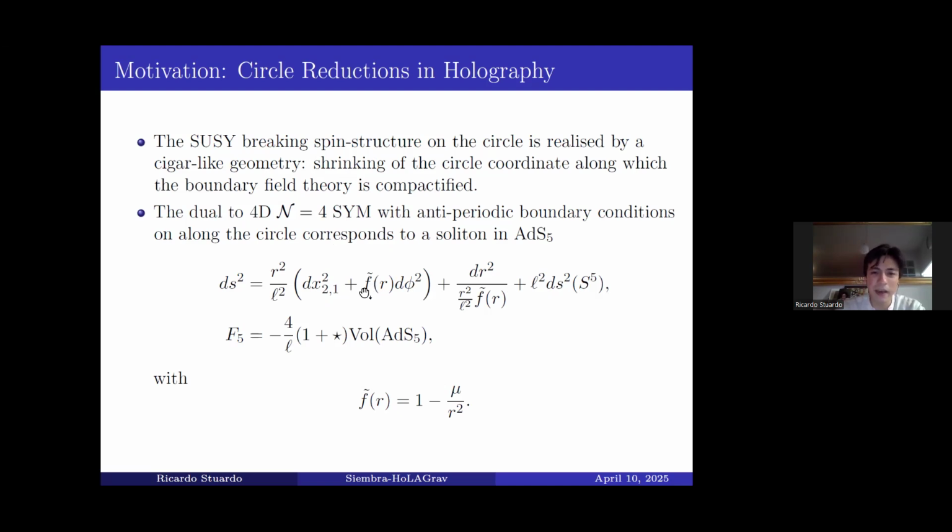You see that if f is 1, you recover pure AdS. But this function f has a 0, and at that point, the 0 of f, the coordinate phi shrinks to 0, and this resembles the compactification of the field theory circle. So throughout this talk, I will refer to these coordinates, when they are multiplied by this harmonic factor here, as field theory coordinates, because asymptotically they are the field theory coordinates.